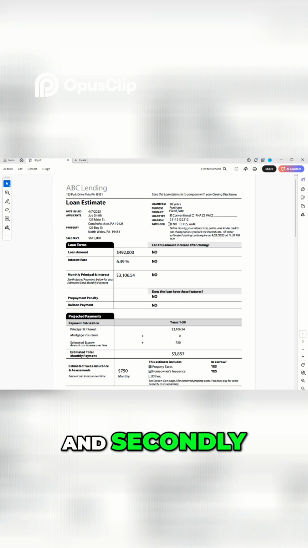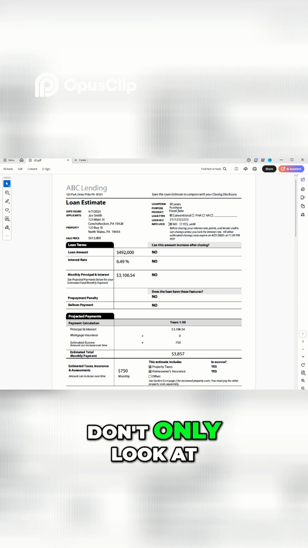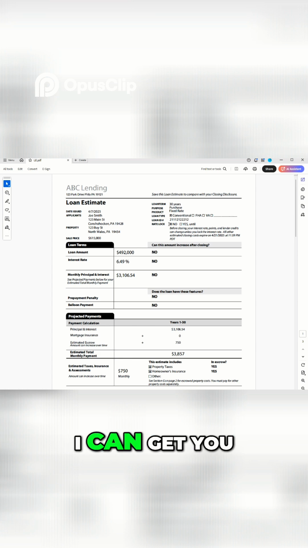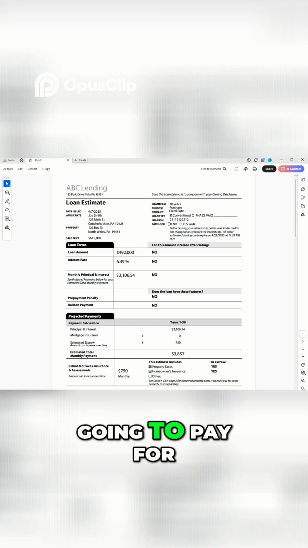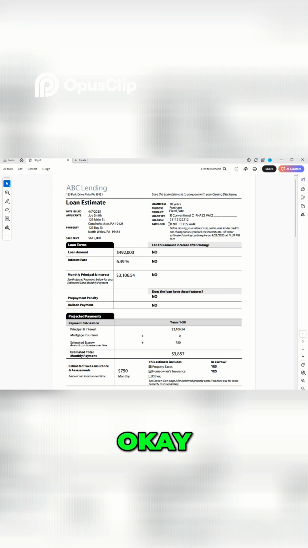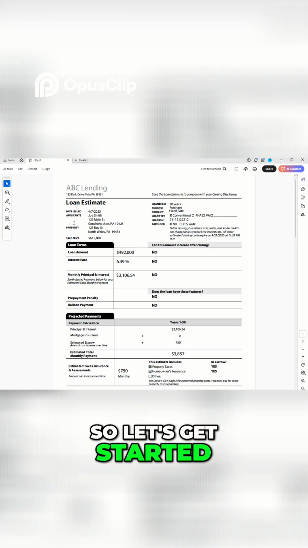And secondly, when you're looking at rates, don't only look at the rates, look at the fees. Because in reality, the interest rate, I can get you whatever interest rate you want. The question is, does the cost that you're going to pay for that lower interest rate justify the savings? Okay. So let's get started really quick.